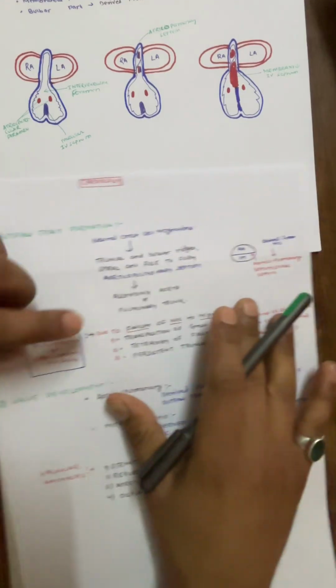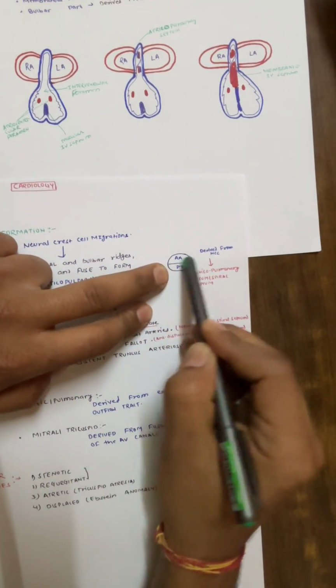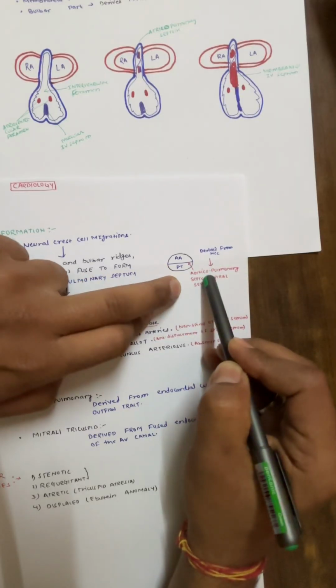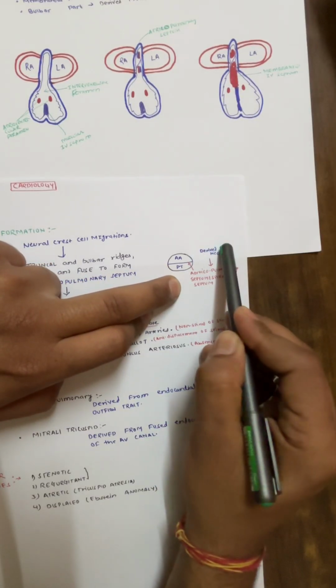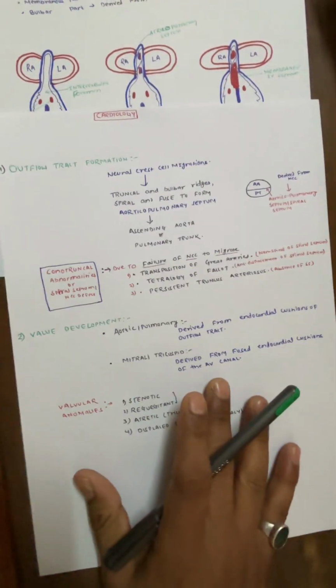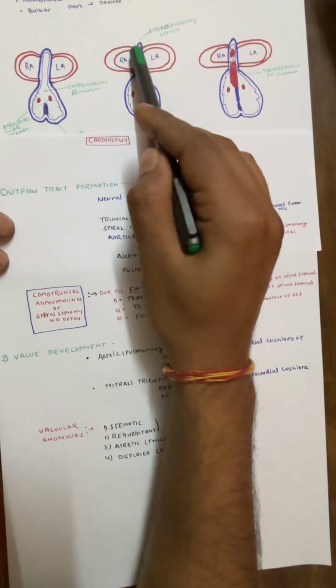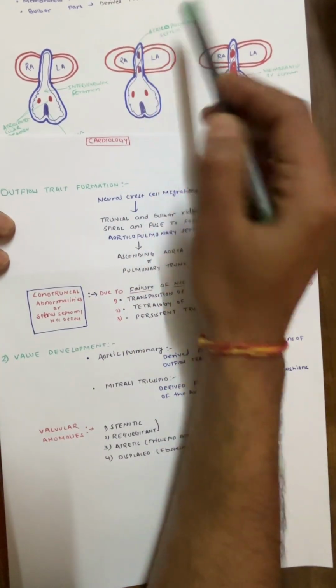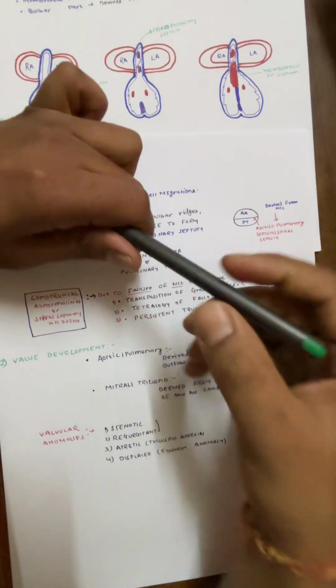Now we can see in this figure that this is the ascending aorta, this is the pulmonary trunk. Between them there is a septum which is called the aorticopulmonary septum or spiral septum. It's derived from neural crest cells. Now suppose in this part the aorticopulmonary septum does not spiral. If it's not a spiral, then what will happen?